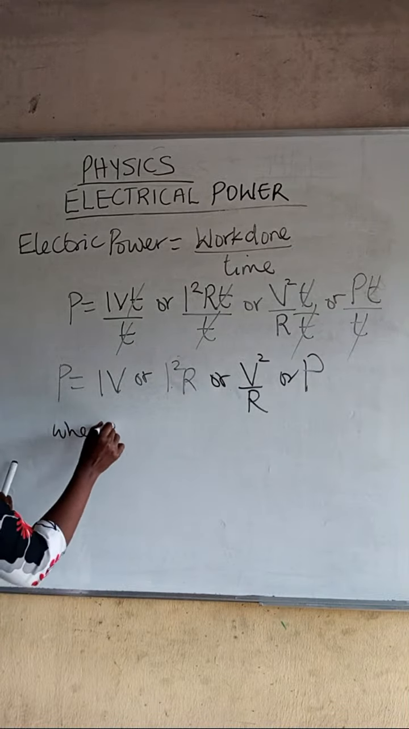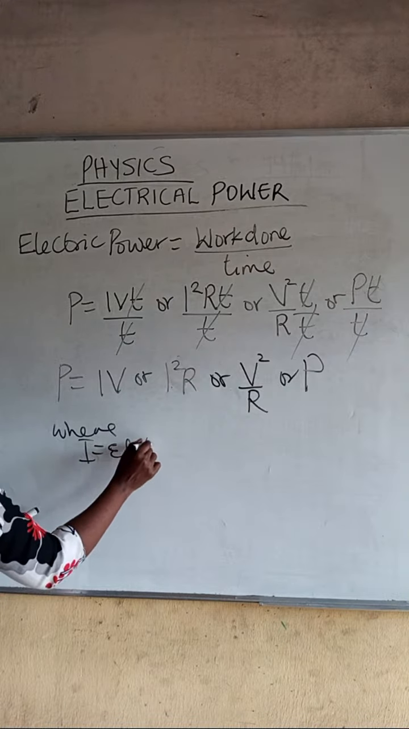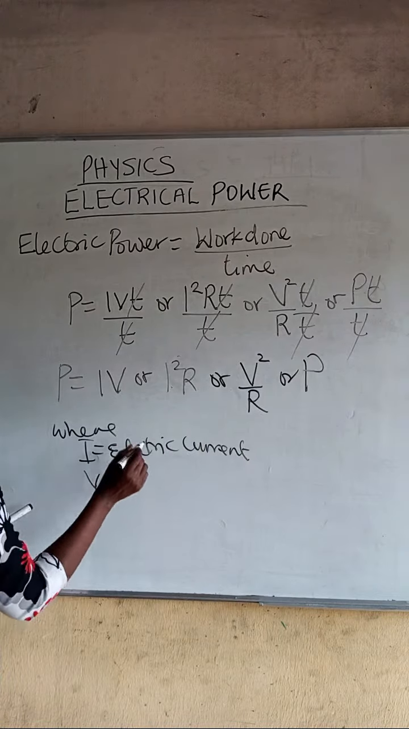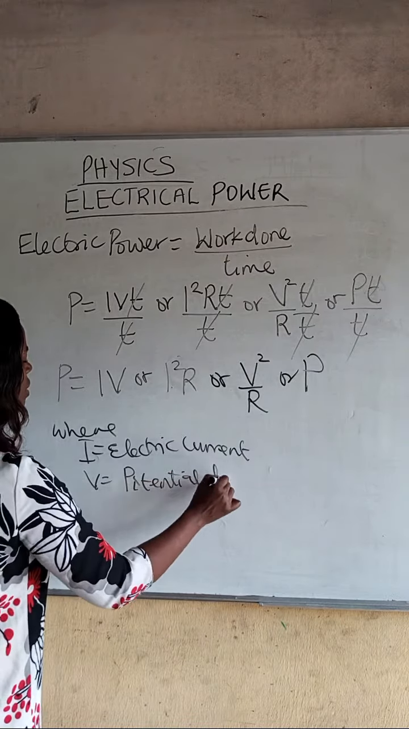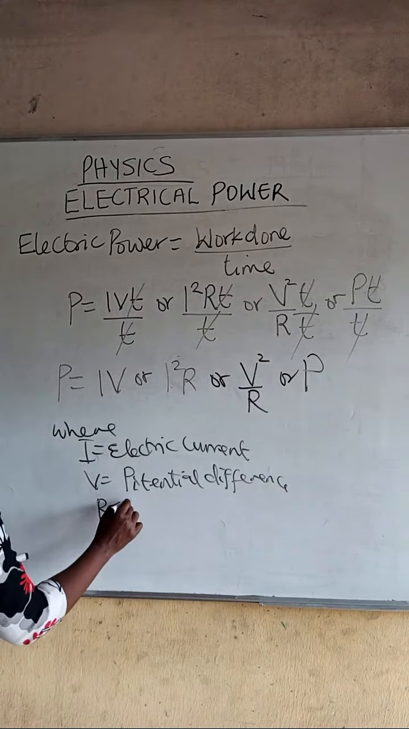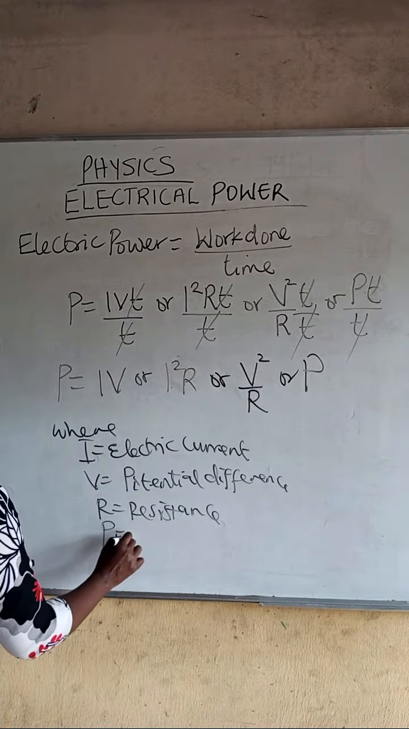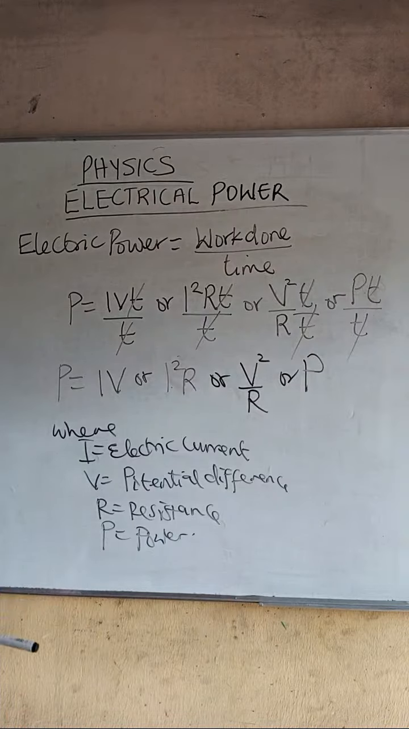Where I is electric current, V is potential difference, R is resistance, and P is power. Hope you understand. All right, so electric power is equal to work done over time.